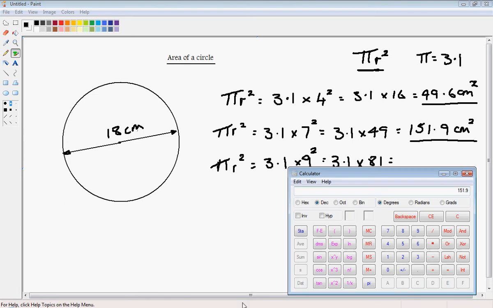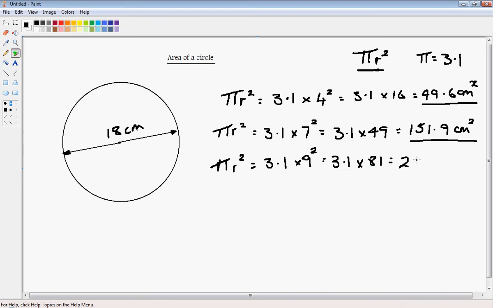So we go back to our calculator. So we have 3.1 multiplied by 81, and that gives us 251.1. So we have 251.1 centimeters squared. Okay, is it starting to look a bit more simple for you?